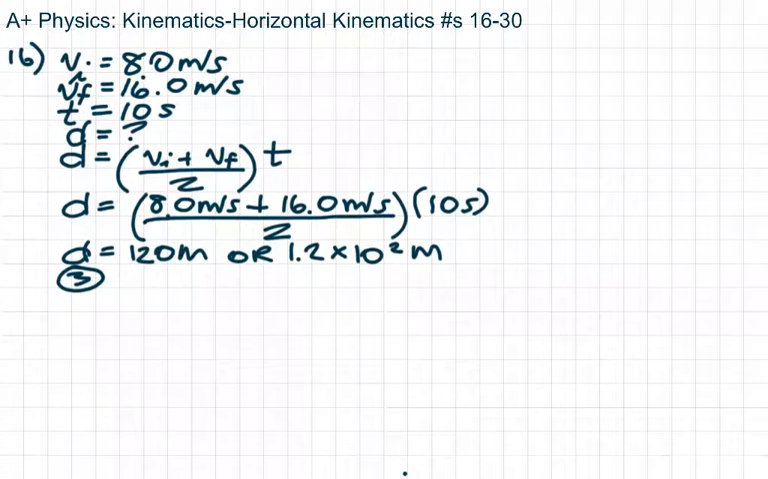So I plug in my numbers, my V initial, my V final, and my time, and I get 120 meters, and for some reason the answers are in scientific notation, so 120 is actually 1.2 times 10 to the 2 meters. Choice 3, next.